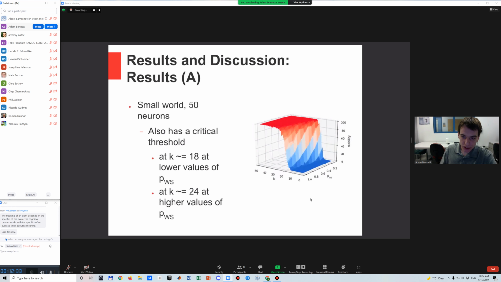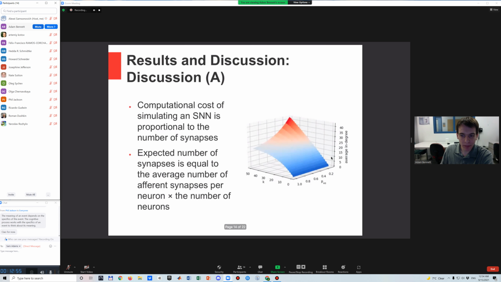Here is the results for a small world network. Interestingly, we still have a critical threshold. Here it occurs from K is around 18 to around 24 for lower to higher values of PWS. Nothing too exciting though.